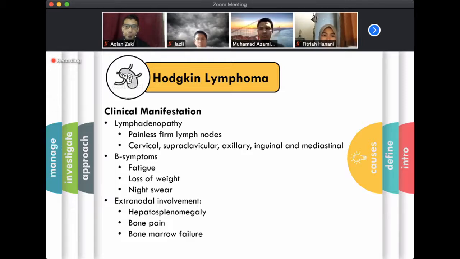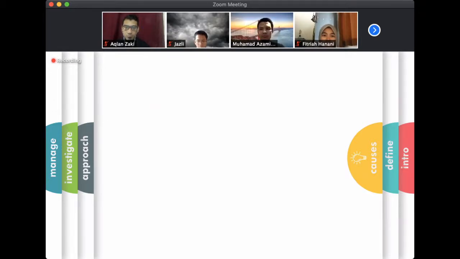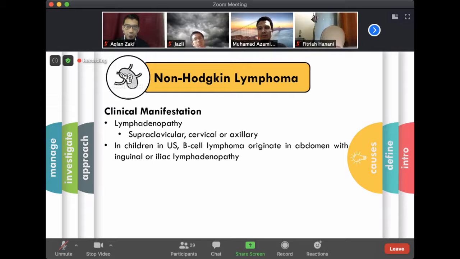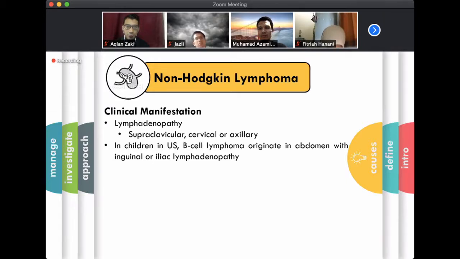So for non-Hodgkin lymphoma, basically the symptoms are just the same as Hodgkin lymphoma. So it is said that in one study, outside of Africa, the B-cell lymphoma mainly originated in the abdomen, specifically at the inguinal or iliac region.